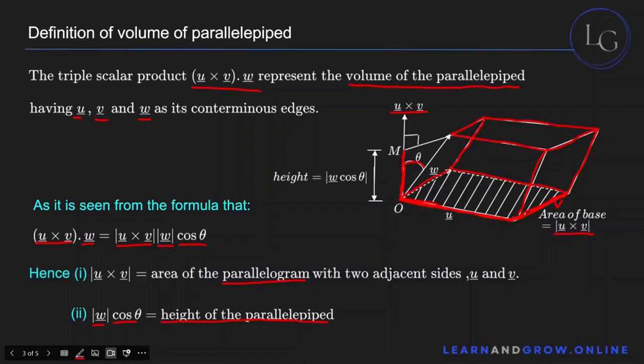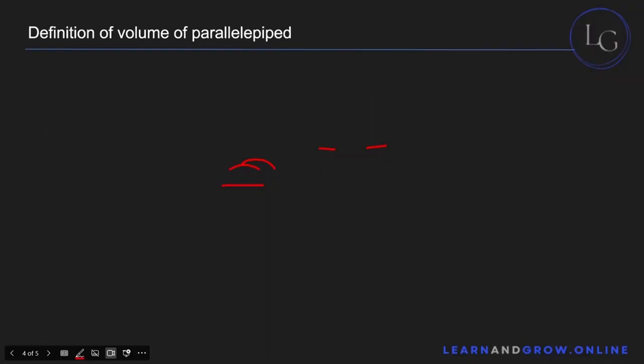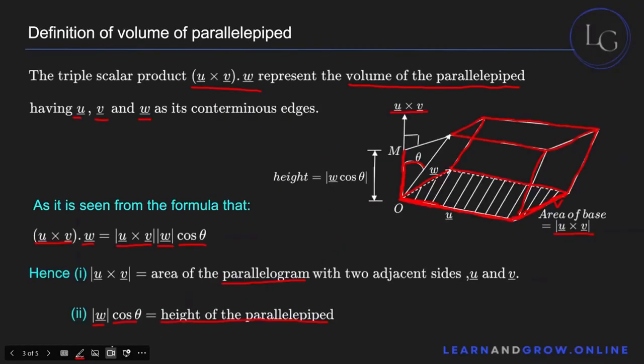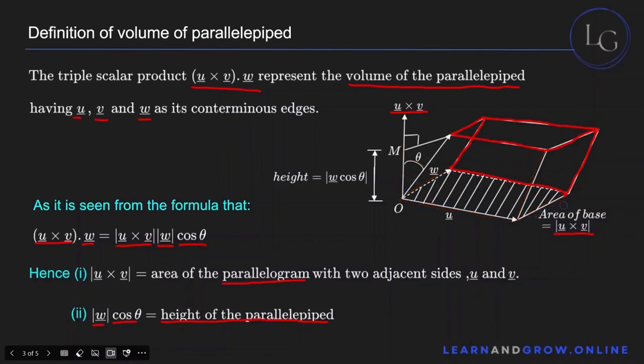Now, there are other ways to do this, right? You can take the base as v and w. So if you take the base as v and w, you take the cross product of v and w, and then you take the dot product of the resultant with u, as u will be acting as the height in this case. And let me just show you. If you take v and w, right?